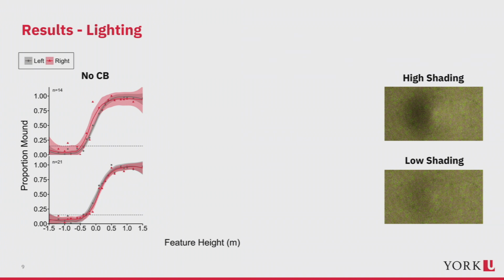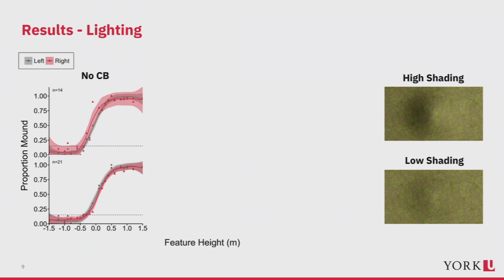What I'm showing you here is the pooled data. This is the same as the previous slide where I have mound on the y-axis and the feature height on the x-axis. Along the top row is the high shading, and the bottom is the low shading condition. We used a criterion, shown with that horizontal dashed line, that divided observers into 3 groups. We established this criterion based on our previous data, but basically if observers responded mound more than 15% of the time when it was a dip, they were considered to have some level of bias.